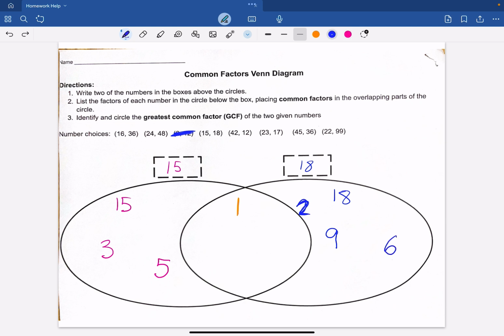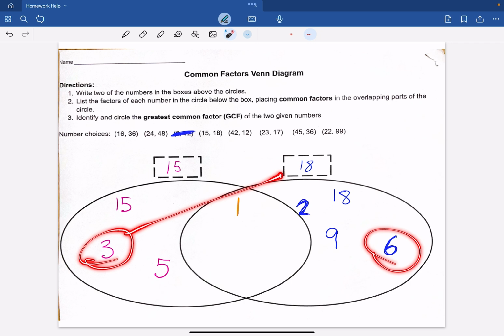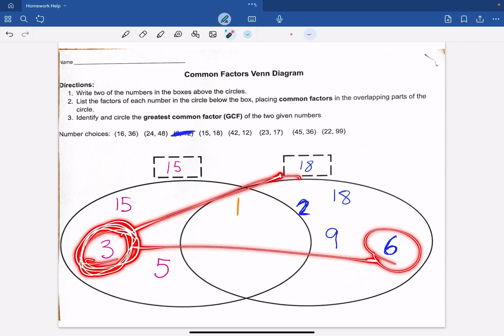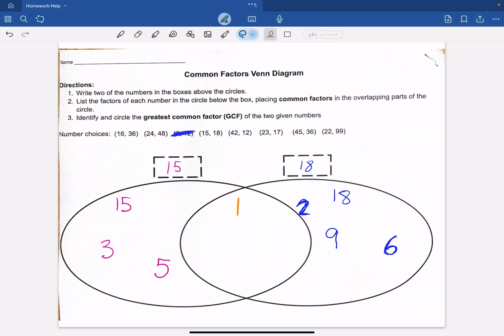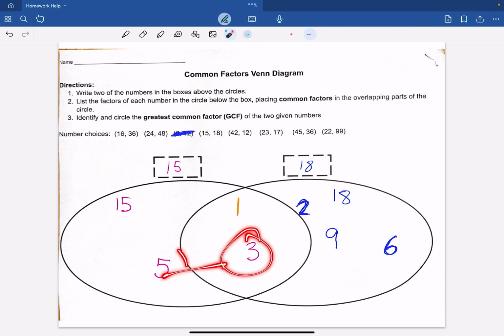So 6 is going to be a factor of 18 because I can do 6 times 3 equals 18, which means 3 is a factor of 18, and I need to move it. So that 3 should be in the middle. It's a factor of 15, and it is a factor of 18, because I can do 3 times 5 to get 15, or I can do 3 times 6 to get 18.